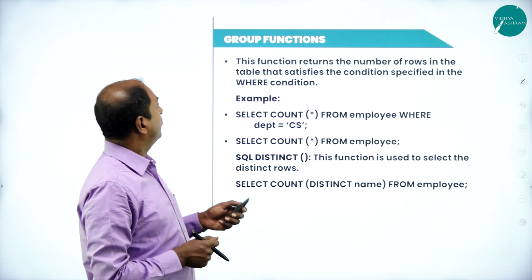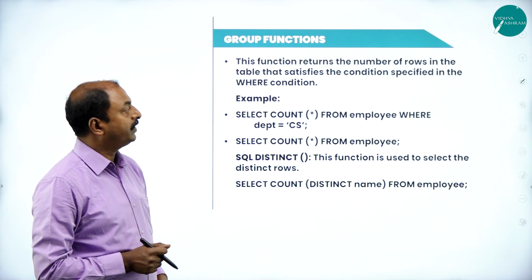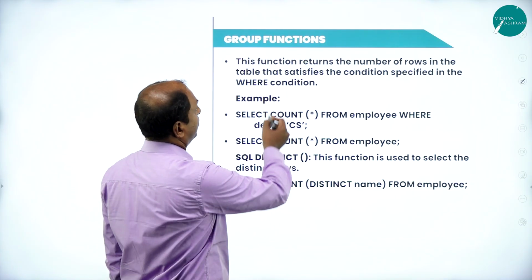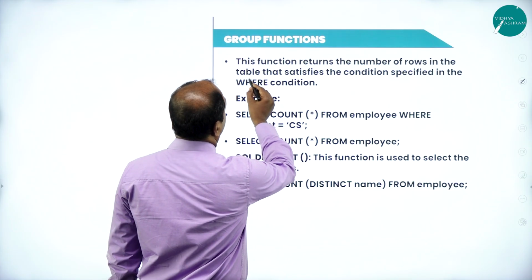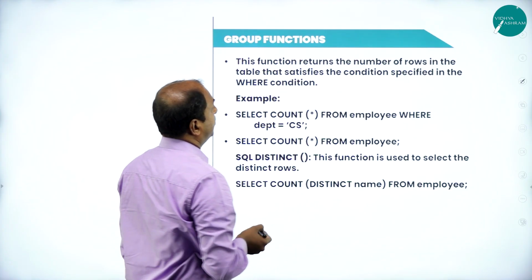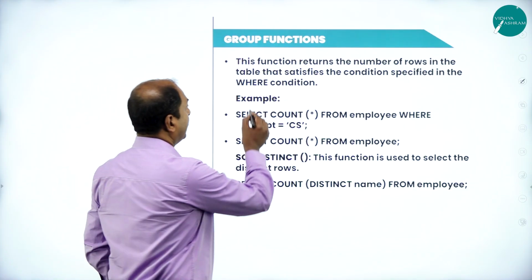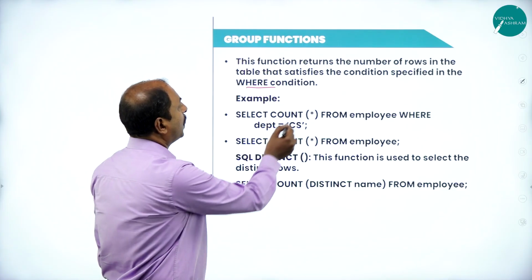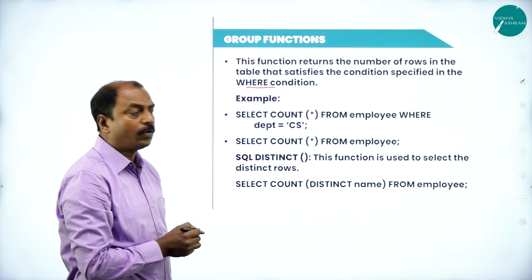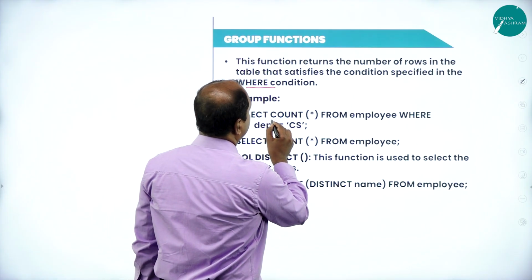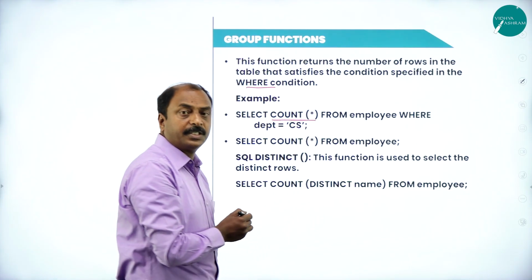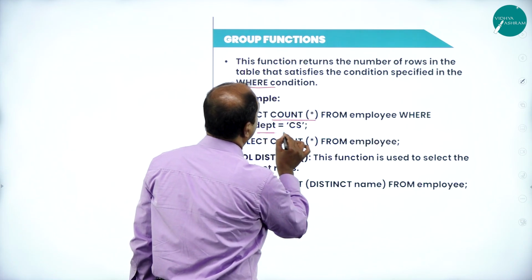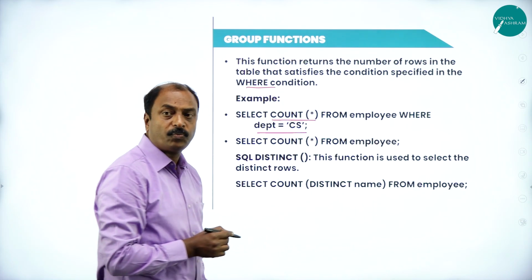Now let us see the syntax and definition of all these. Here this group function returns the number of rows in the table that satisfy the condition specified in the where clause. This is the definition of group functions. The first one is the count function. Select count, this is a group function, from employee where department equals CS.